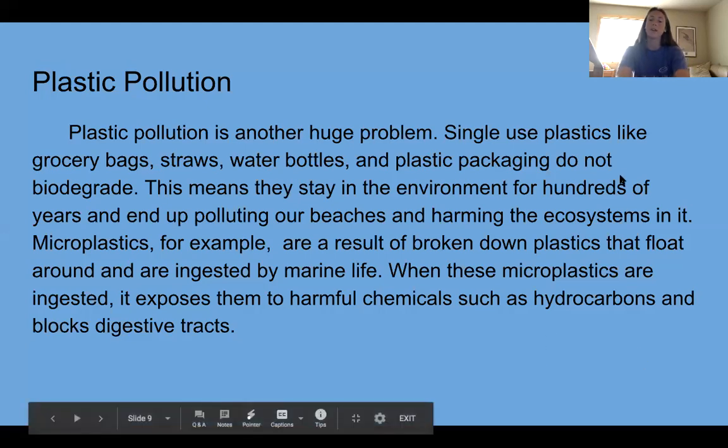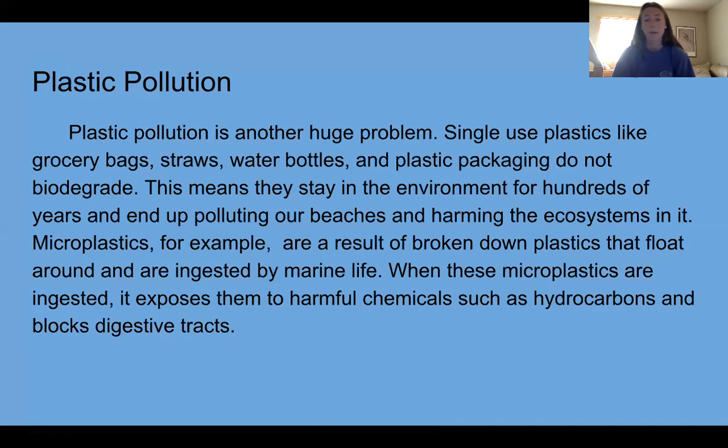Okay, so another form of ocean pollution is plastic pollution. It's a huge problem. Single-use plastics like grocery bags, straws, water bottles, and plastic packaging do not biodegrade. So this pretty much means that they stay in the environment for hundreds of years. They end up polluting our beaches, harming our ecosystems. Microplastics, for example, are incredibly dangerous to marine life because they inhale them without even knowing it, just because they're very small, broken down plastics.